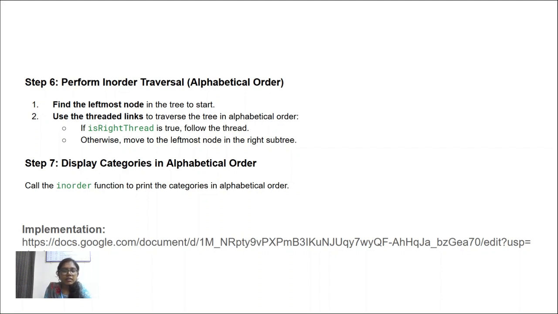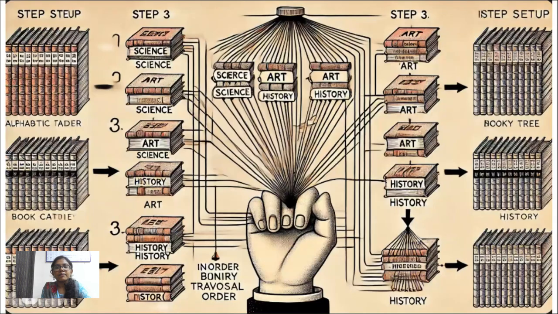The above link is the link for my Google Docs where I have my solution for my implementation. This is a pictorial representation of the given problem statement, in which we can see different categories like history, science, art, which have subdivisions, and these subdivisions are grouped into trees.